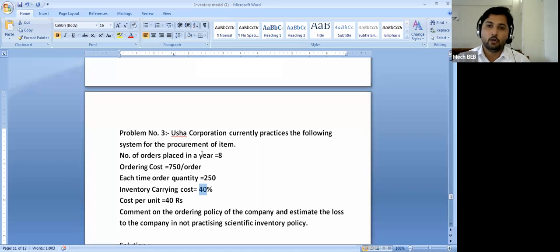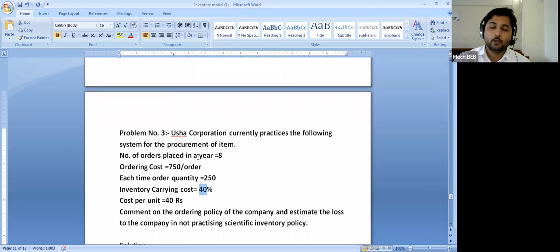Once the economic order quantity is calculated, find out the minimum or optimal total annual cost, that is TC, which we call TCM: the optimal or minimum annual total cost. That can be easily calculated as the square root of 2 multiplied by D multiplied by C naught multiplied by CH. By using this formula, you can calculate the TCM.